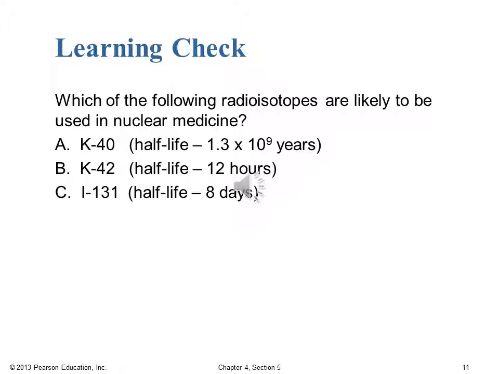So for this learning check on this part of Chapter 4, let's see if you can answer the following question. Which of the following radioisotopes are likely to be used in nuclear medicine? Would it be A, potassium-40 with a half-life of 1.3 times 10 to the 9th years, B, potassium-42 with a half-life of 12 hours, or C, iodine-131 with a half-life of 8 days? So go ahead, think about what we've already discussed, pause the video here if you need to, and when you start back up, we'll see how you did.